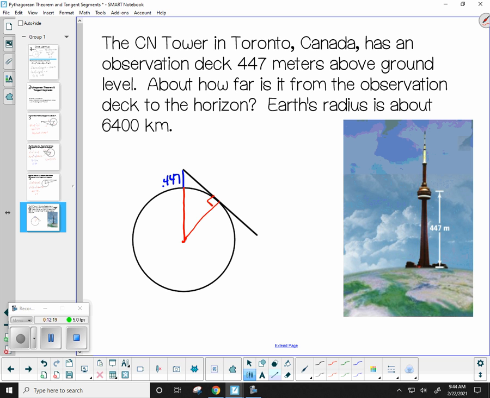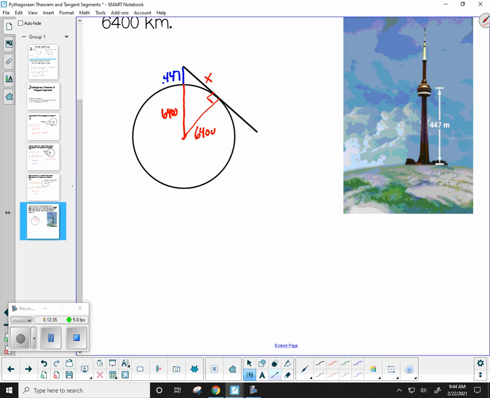So keep in mind the radius here is 6,400 kilometers and 6,400 kilometers here. We want to know how far we are from the horizon, where the Earth begins to curve and you can't see past it. You see that okay?